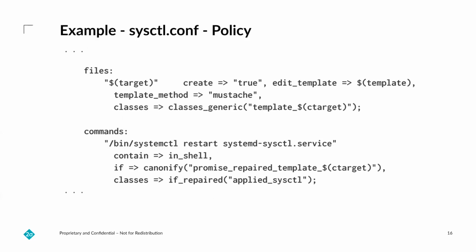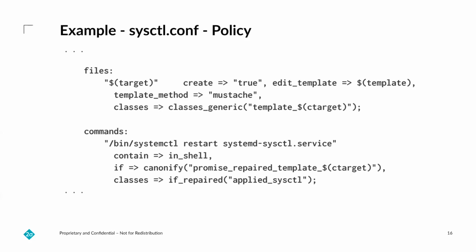So now for the rest of the actual policy, there's a files section where we create a file by editing a template with a mustache template. And here I am with my classes generic. All of our general data-driven policies use classes generic, so we know if a promise is kept or repaired. And now in the commands section here, we can run a restart of the systemd sysctl service if the promise to render the template of the canonified target file was repaired.